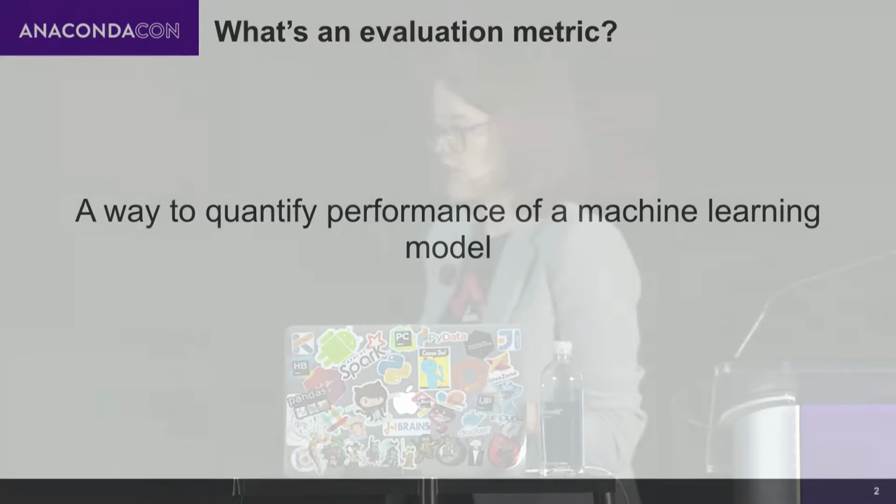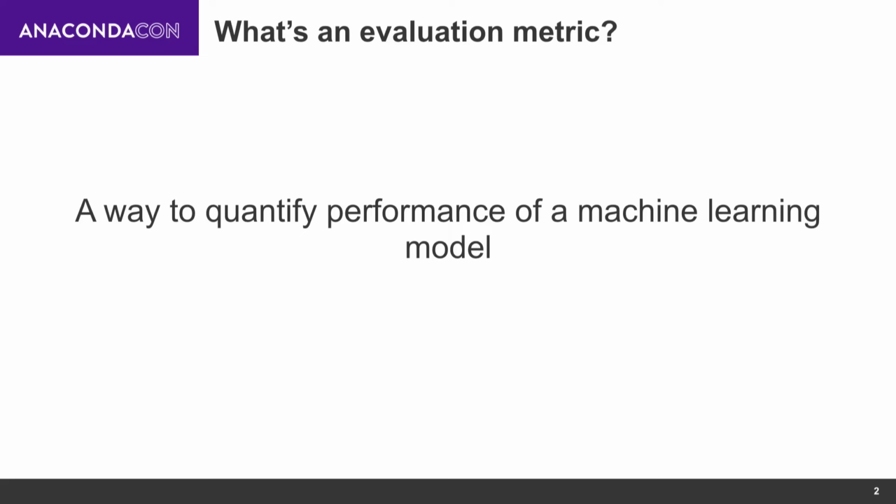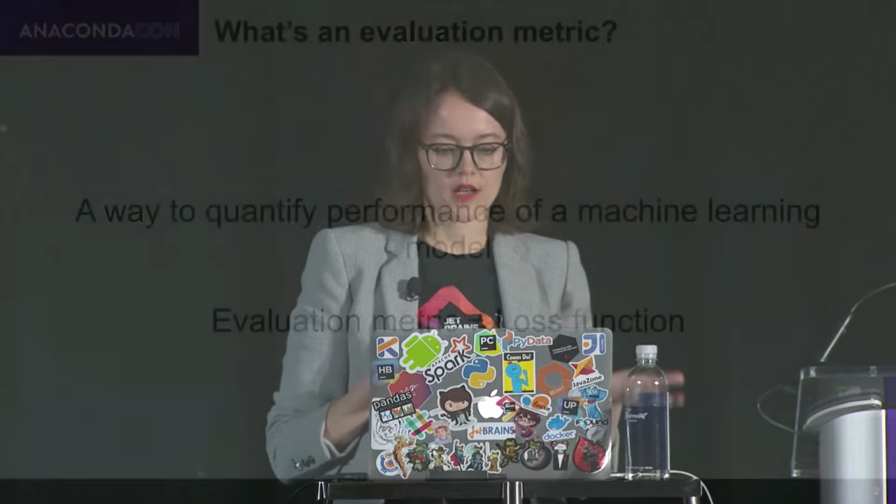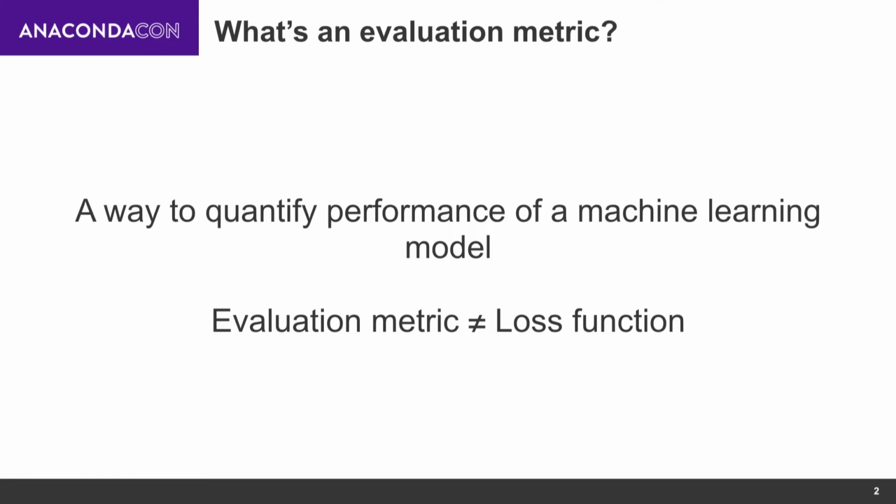So, what's an evaluation metric? Just a quick recap, it's a way to quantify the performance of a machine learning model. It's basically a number that tells you if it's any good, and you can use this number to compare different models. It is not the same as a loss function, although it can be the same thing, but it doesn't have to be. The difference is that a loss function is something you use while you're training your model, while you're optimizing, while an evaluation metric is used on an already trained machine learning model to see if the result is any good.